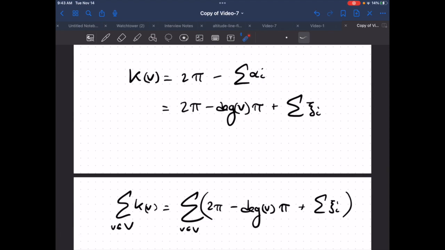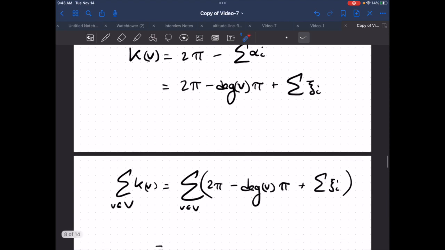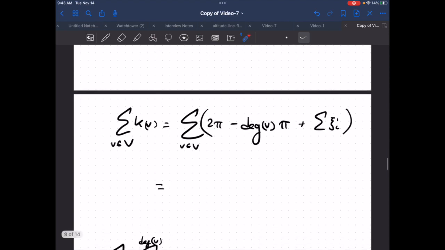So we're doing the sum over all vertices of this expression, where again these xi's are the complementary angles to the angles incident to our vertex. Okay, so what do we see? We see some things right away if we distribute our sum. So this first term, well, we're going to get 2 pi for every vertex, so that's 2 pi times our number of vertices, so that's a great start.